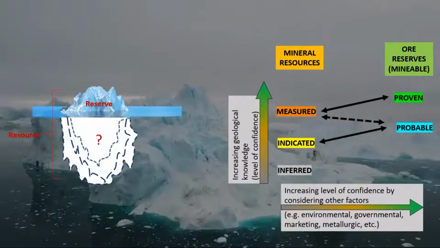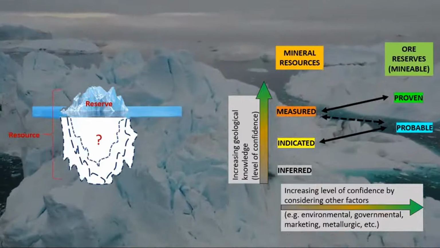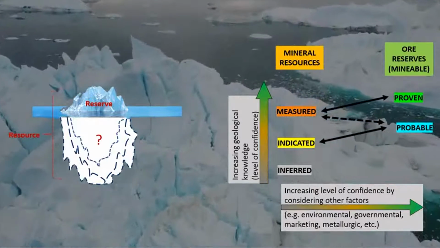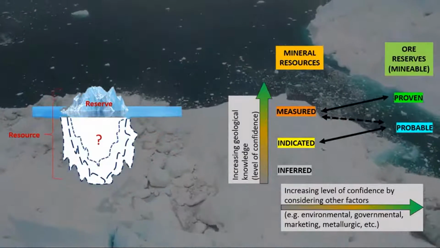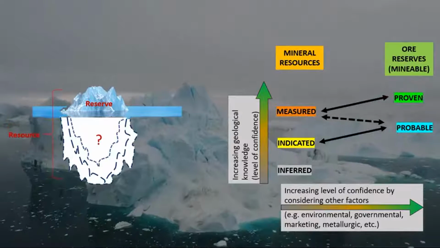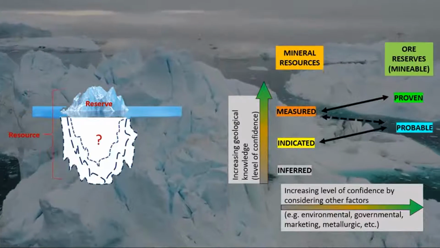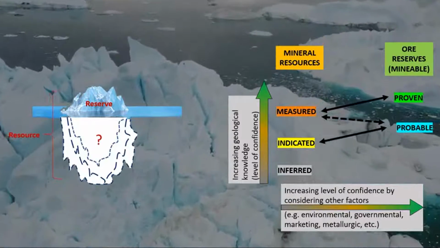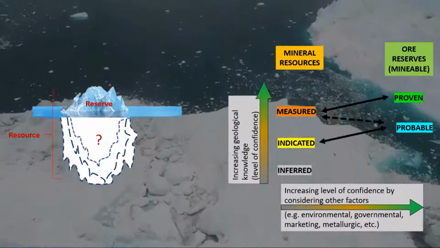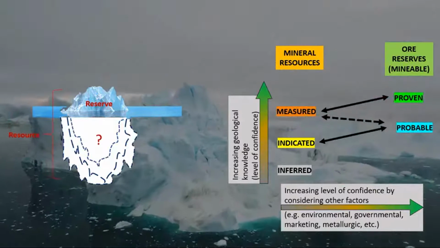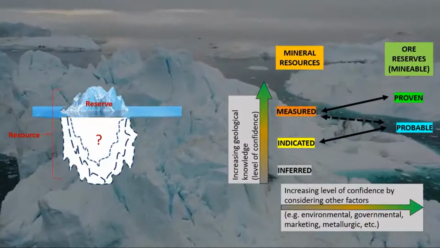On the scheme you see that by increasing geological knowledge, which is usually achieved by drilling more drill holes, we increase the level of confidence and move the resources from the most unknown, inferred, to indicated and measured. Next, in order to move the resources to reserves, other dimensions should be considered, such as economic, environmental, mining, metallurgical, governmental, and any other which could influence the ability to actually extract the ore from the ground.